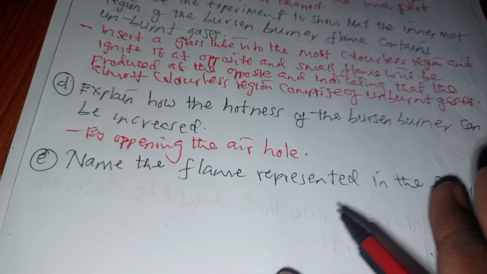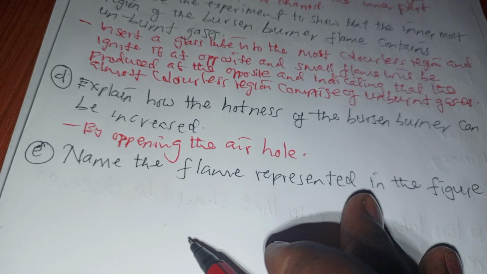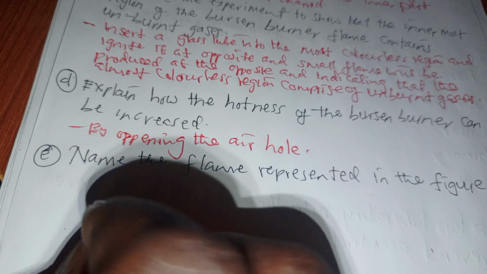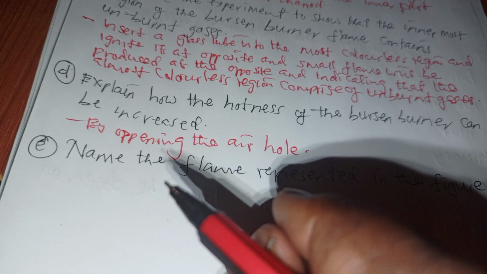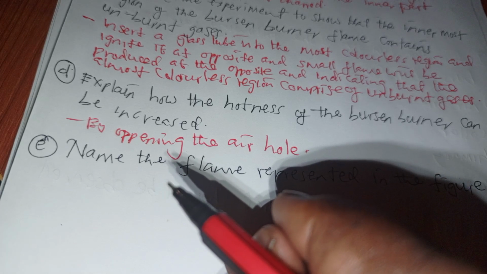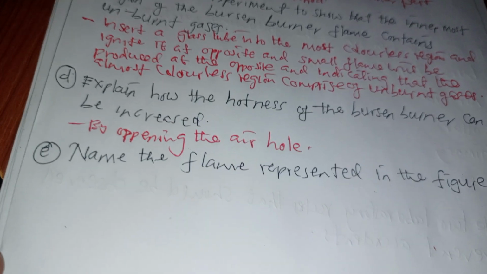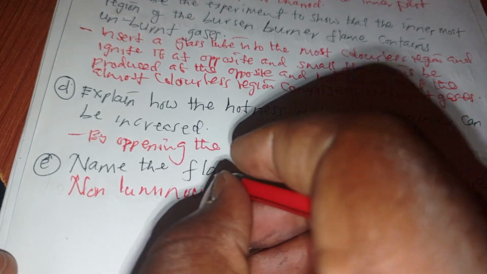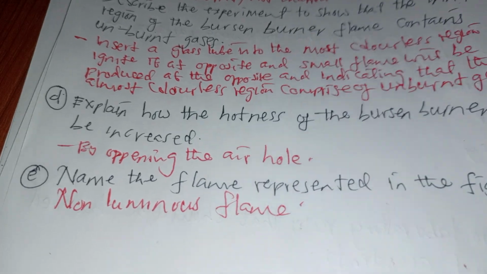Then question E. Name the flame represented in the figure above. So they want the name of the flame. What do we call the flame? So this is a non-luminous flame.